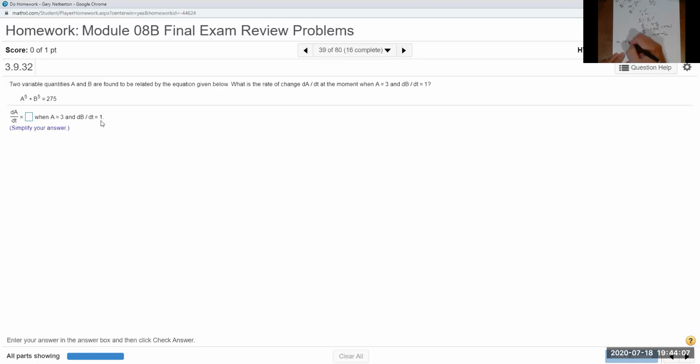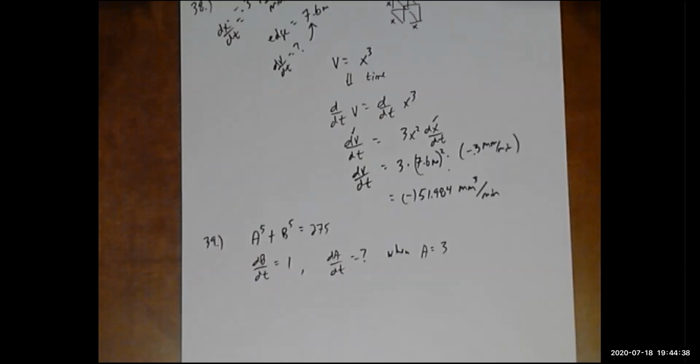A to the 5th plus B to the 5th equals 275. dB/dt equals 1. And they want to know dA/dt equals what when A equals 3. I think it should be a pretty straightforward problem.